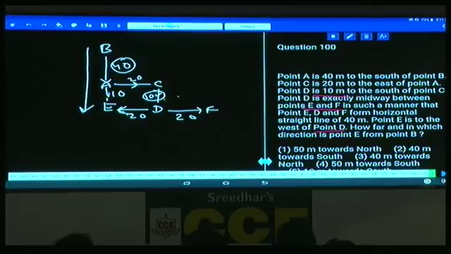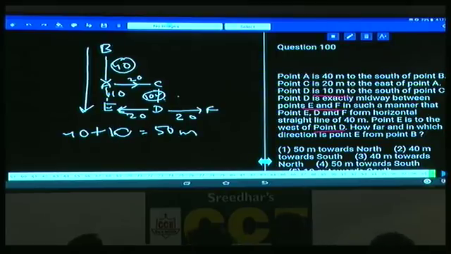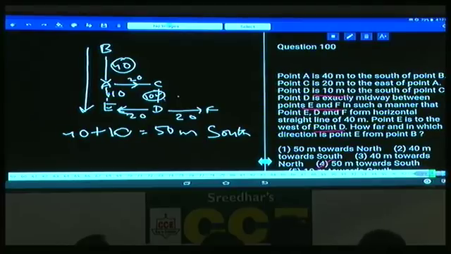Hence 40 plus 10, that is 50. Hence in total finally 50 meters, towards south. It is given in choice 4. 50 meters south, choice 4. Done with this one. This is about question numbers 66 to 100 of paper number 14260.